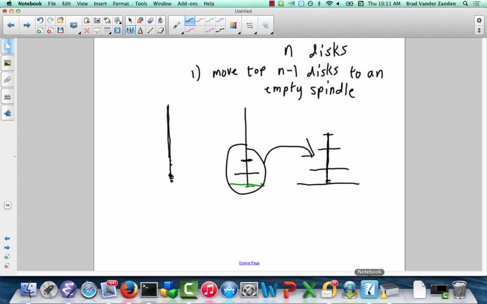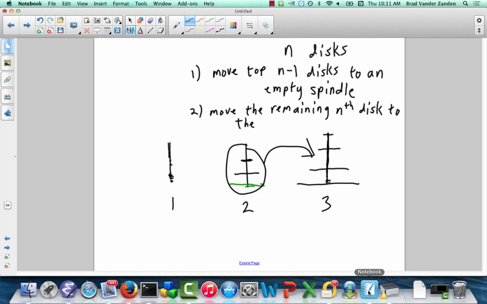So that's going to be step 1. Okay. Step 2 is then move the remaining nth disk to the other, so this empty. So if we have spindles 1, 2, 3, we might move the top n minus 1 disks, say, from 1 to 3. That means spindle 2 is now empty. So move the remaining nth disk to the second spindle.